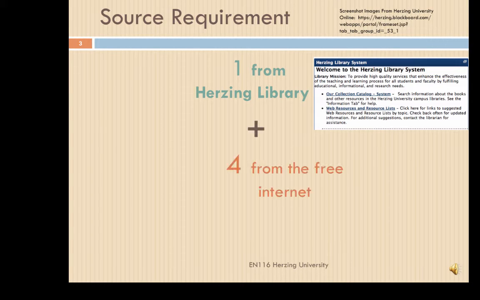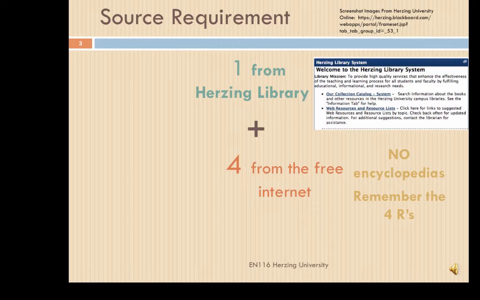When you have gathered all of your sources, your next step is to sit down and read your supporting material, making sure you have all 4 types of sources that your textbook discusses: facts and figures, examples, testimony, and narrative. Be sure you have 5 sources for your speech and that one of them comes from the Herzing Library. The other 4 can come from the free internet with a couple of caveats.